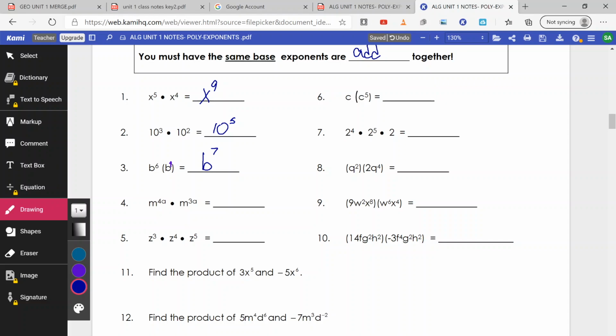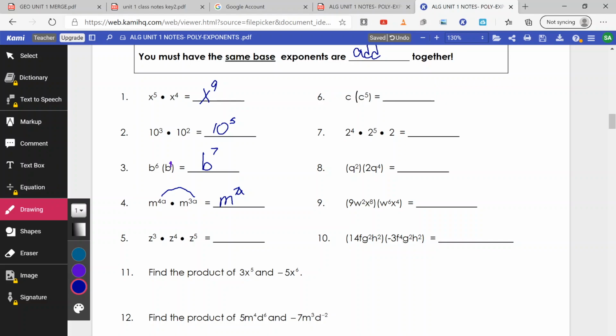Number 4, we move it a little bit differently. We have m to the 4a times m to the 3a. Again, as long as the base is the same, we can add our exponents. So m is our base term. So we're dealing with the letter m, and I will add my exponents of 4a plus 3a. So again, they have to be the same term. They're both a's, so I can add the 4 plus 3. Gives me 7 a's. So 7a is our new exponent.